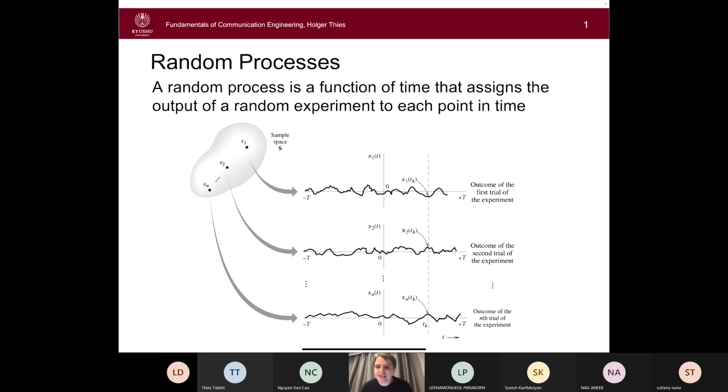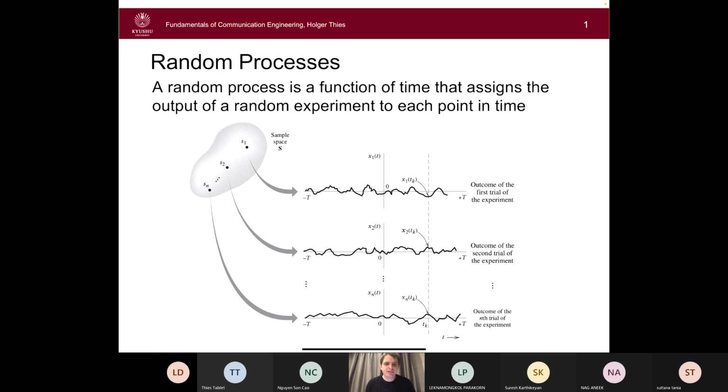Lecture 11 of Fundamentals of Communication Engineering. Today we will finish what we started last lecture, so finish the stuff about probability theory, and then start with noise in analog communication systems. So let me start by repeating a little bit what we talked about last lecture.